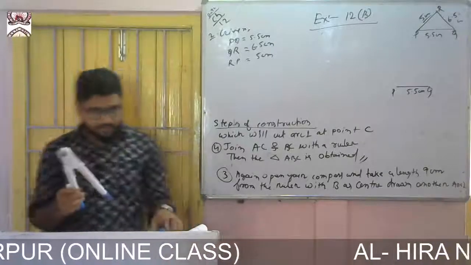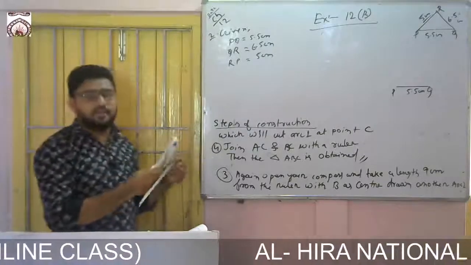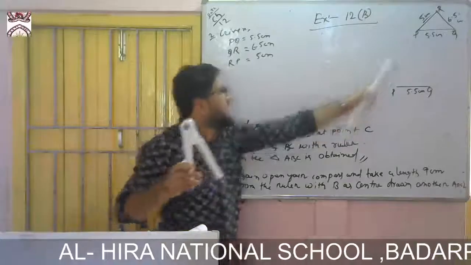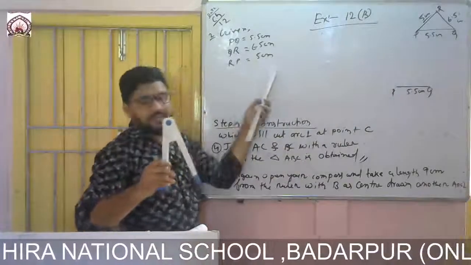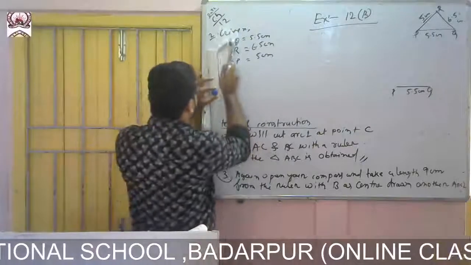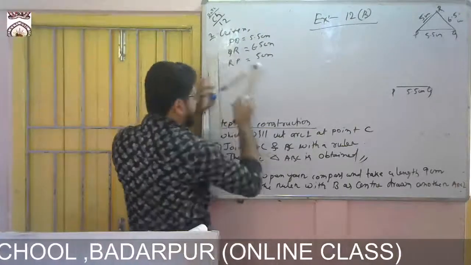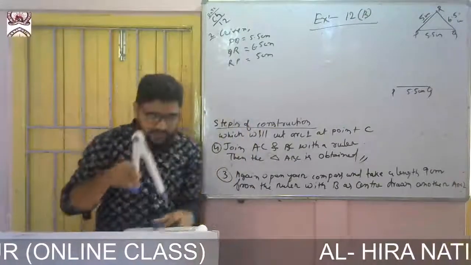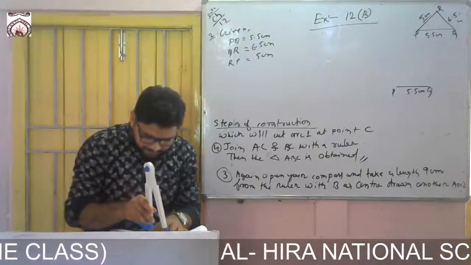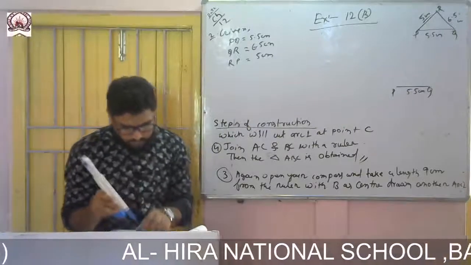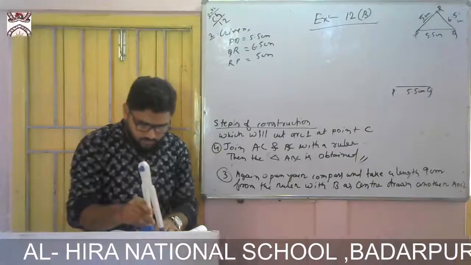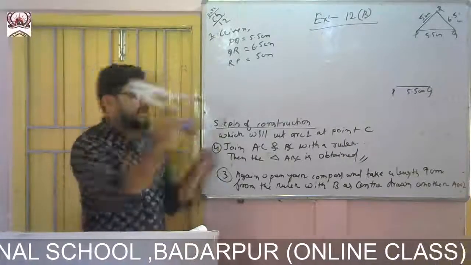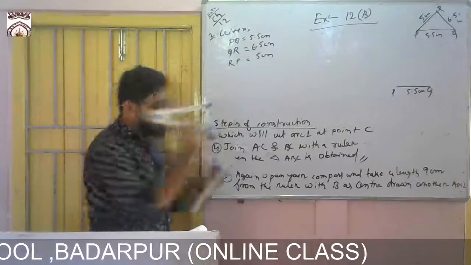Now from the ruler you take what? We need RP. So RP is how much? 5 centimeter. So from the ruler you take 5 centimeter, like this. Suppose I have taken 5 centimeter. Okay, now what?